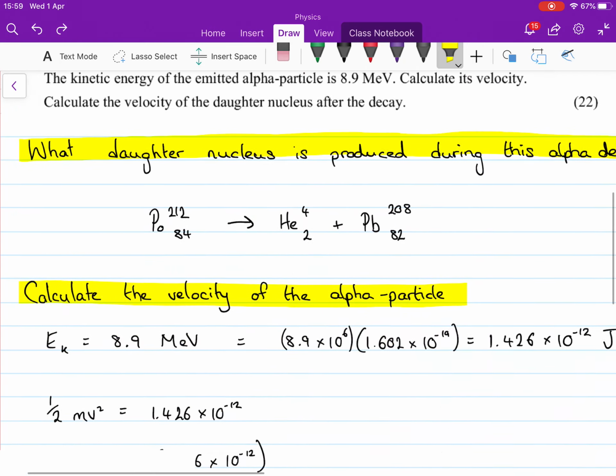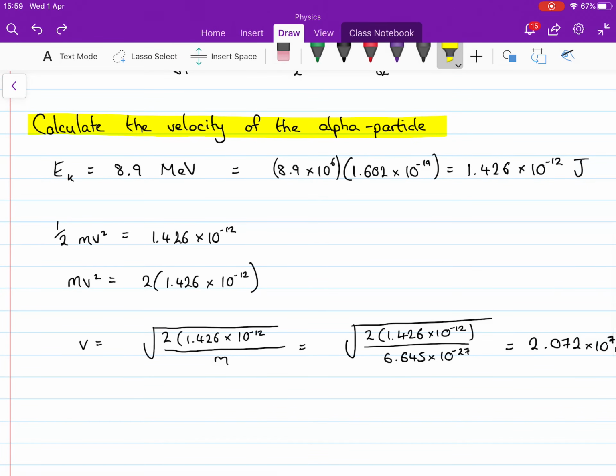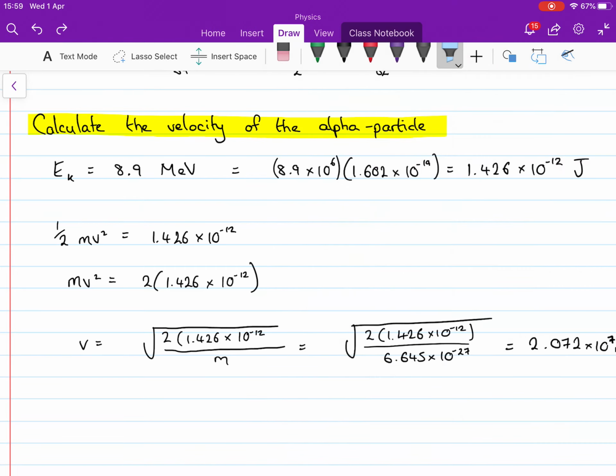Okay, for the second part of this, calculate the velocity of the alpha particle. So it tells me that it has kinetic energy of 8.9 mega electron volts. So the first thing I'm going to do is convert that into joules. So wherever you see capital M, that means mega, million. So this is the prefix here, 10 to the power of 6.